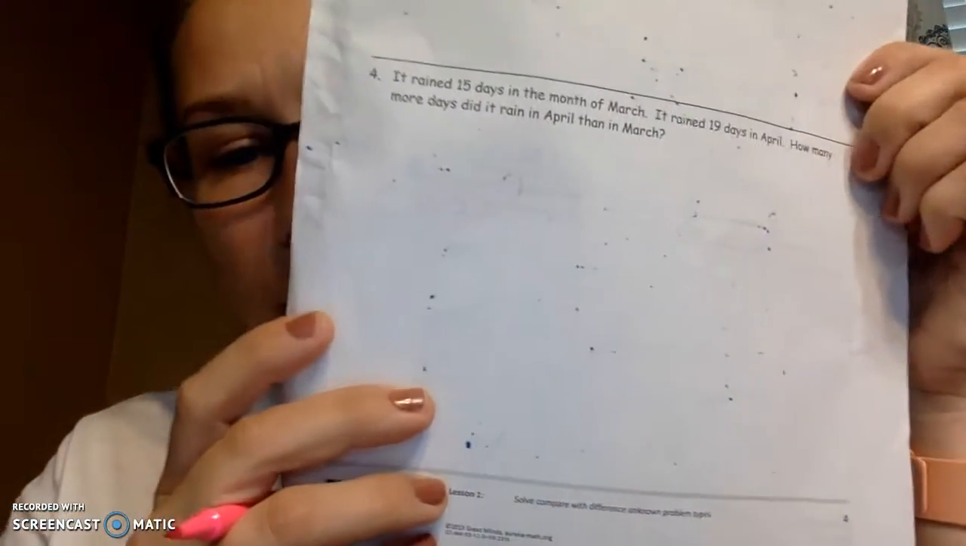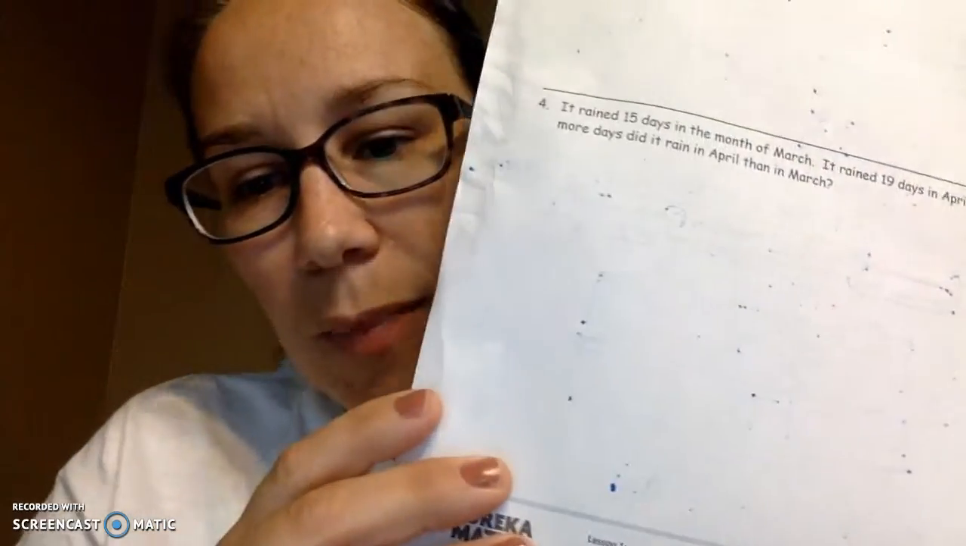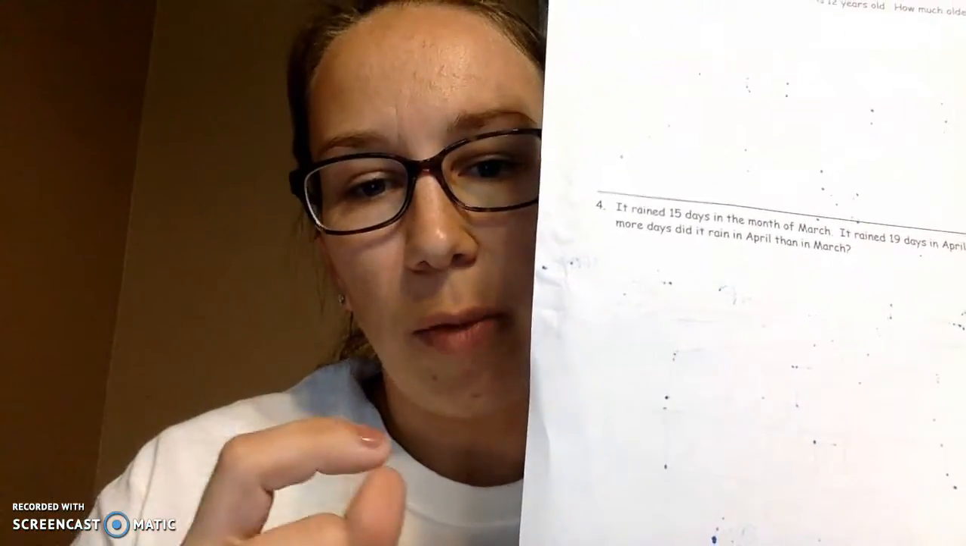All right, so the word problem for number 4 says, it rained 15 days in the month of March. It rained 19 days in April. How many more days did it rain in April than in March? After reading it, now I'm going to go back and reread it again, but slowly, and while I am rereading it and chunking it apart, I'm going to use CUB, where I circle the numbers, underline the question, and then box the important words.